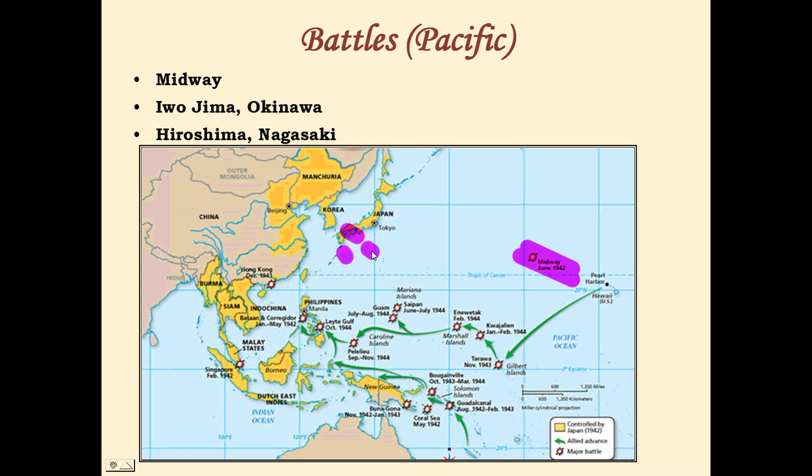Iwo Jima and Okinawa are small islands that are off the coast of Japan. And these islands were important because they took the war closer and closer to Japan. They were also important because they gave us air bases from which we could attack Japan with planes. They're also important because on both of these islands the Japanese fiercely resisted. Hiroshima and Nagasaki are cities in southern Japan that we used the atomic bomb against.